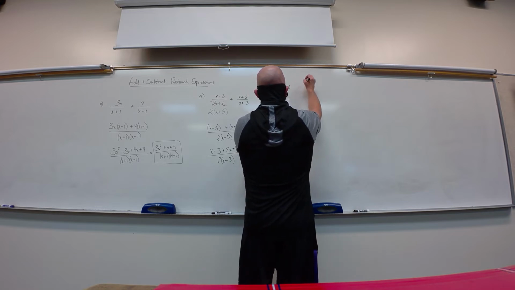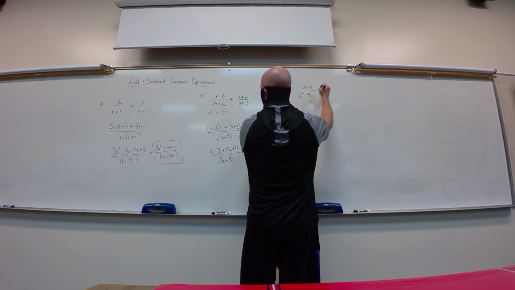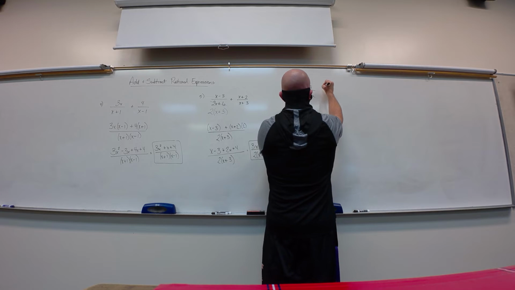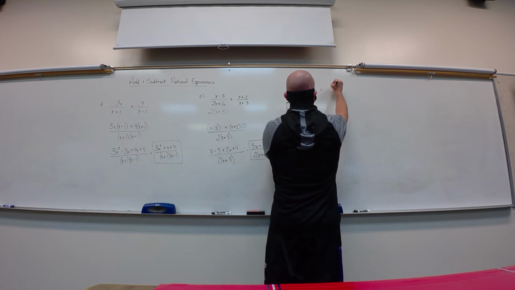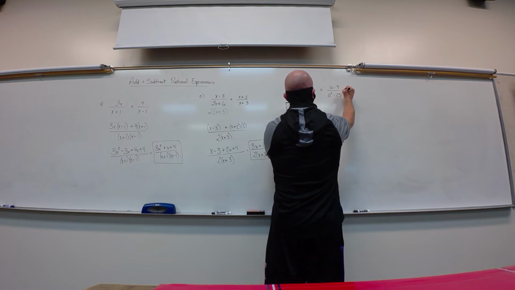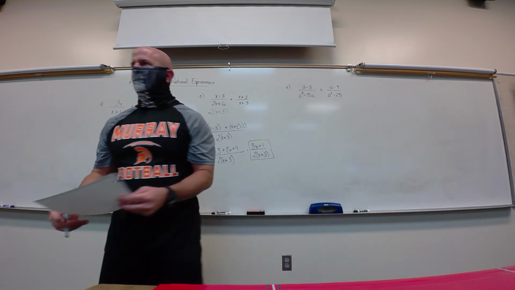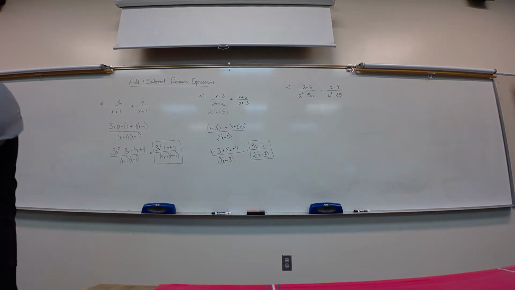Let's get a different look here. Let's go a minus 3 over a squared minus 5a, minus 9 over a squared minus 25. Mix some different variables in here because it doesn't matter what we have for variables.